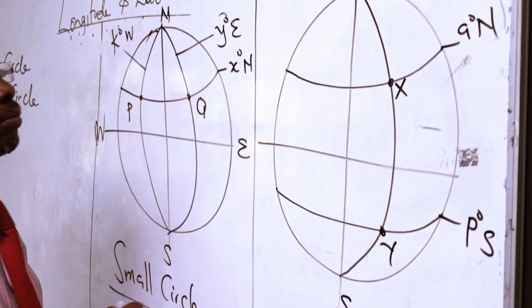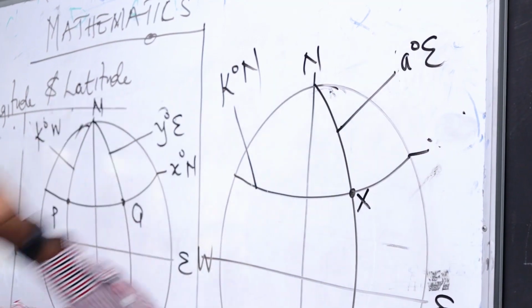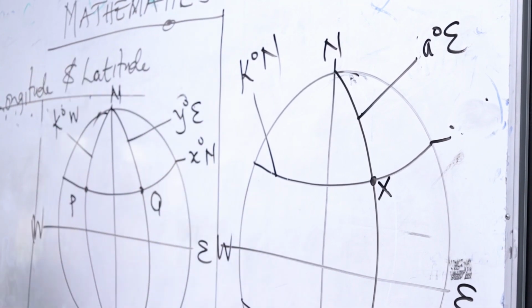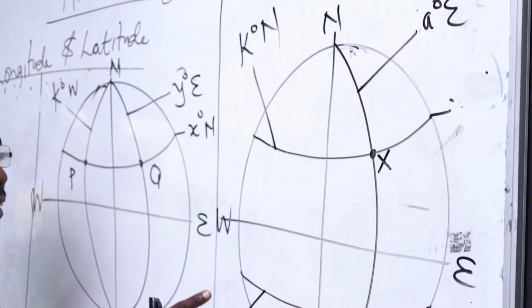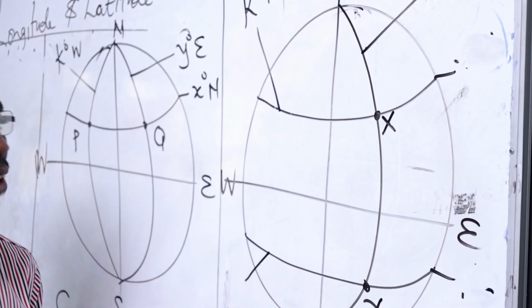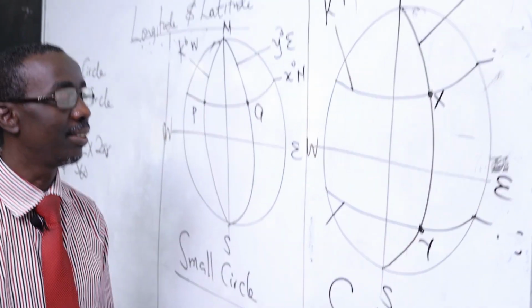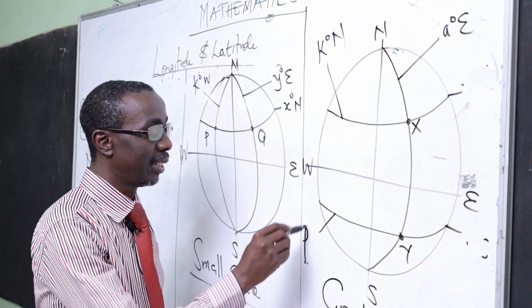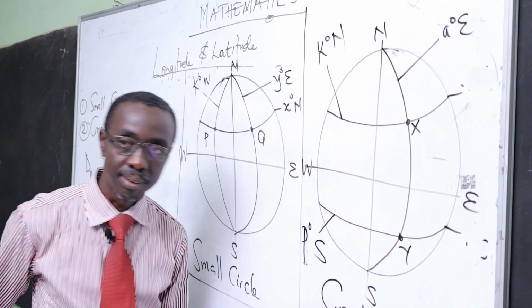This is a degree, that is the longitude. K degree north, that's the latitude. Yes, there's another second latitude. Can somebody give me a letter for the second latitude now? P. Okay, let's take P degree south.